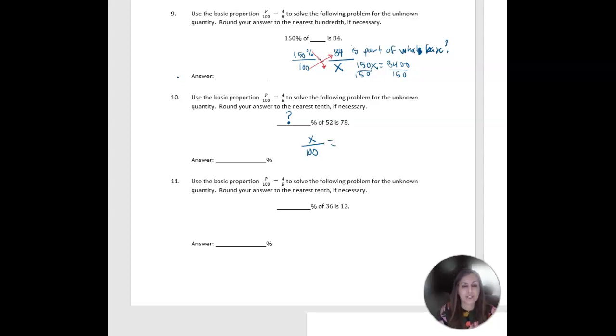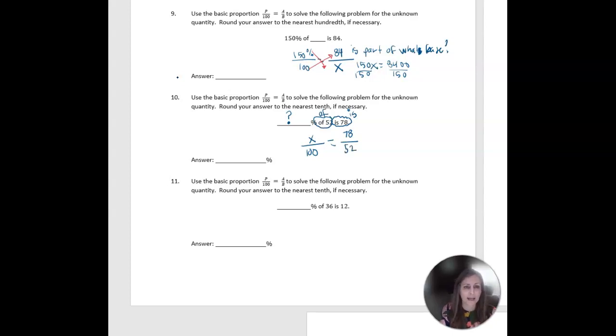And then of 52 is 78. Now this one's a little bit more confusing. The is number is 78, so 78 goes on top. And the of number is 52, okay? So this is our of, and this is our is. And so 52 goes on the bottom.